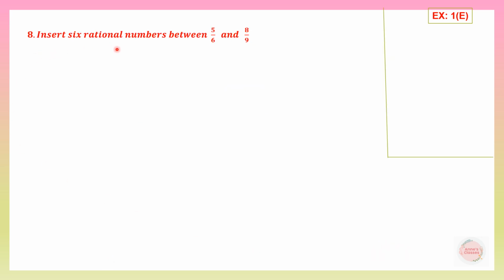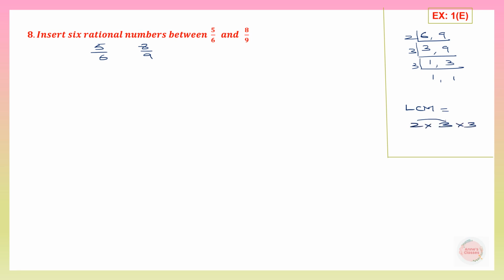Question 8. Insert 6 rational numbers between 5 by 6 and 8 by 9. So again, let's take the two rational numbers 5 by 6 and 8 by 9. And let's find the LCM of 6 and 9. 2 threes are 6. Bring down 9 as it is. Continue with 3. 3 ones are 3. 3 threes are 9. 1 and 1. So what is our LCM? LCM is 2 into 3 into 3. 2 threes are 6. 6 threes are 18. So 18 is the LCM.